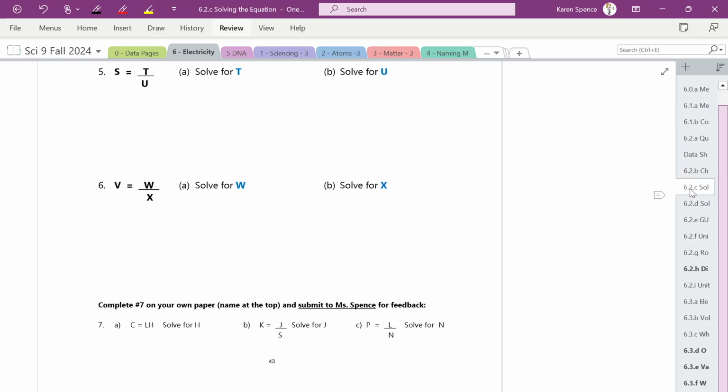I want to solve for H. That's correct. I want to solve for J. Does it matter what? No, I don't care. See, I'm doing it in my head, right? And then we want to solve for N.